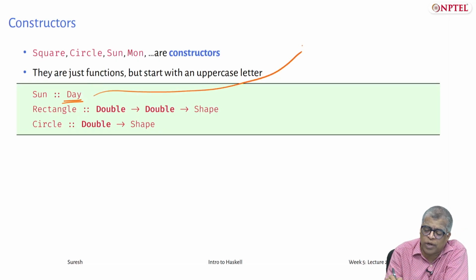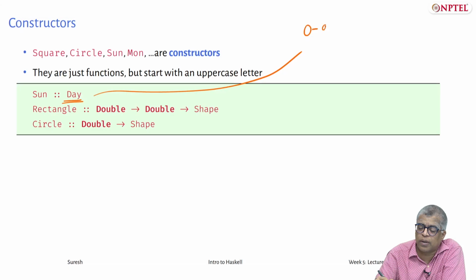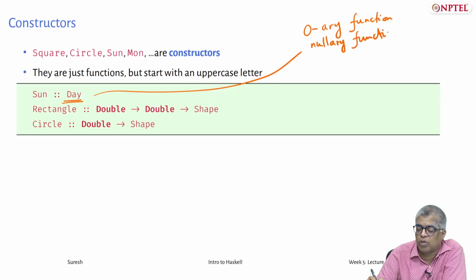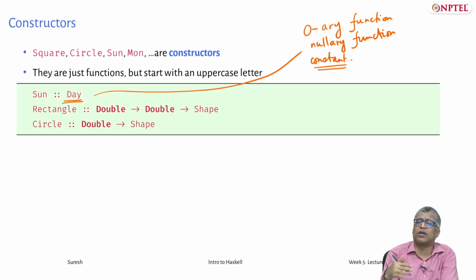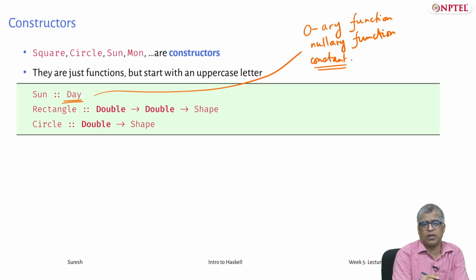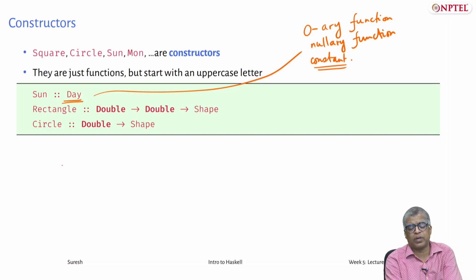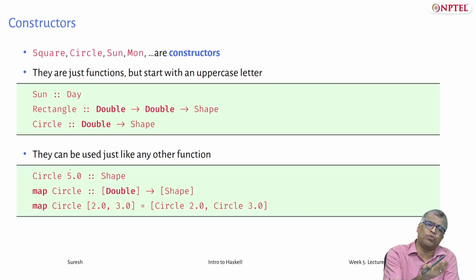In mathematics, you might call it a zero-arity function or a nullary function, or in other words a constant, right? Because it doesn't even expect any argument, it provides a value, namely Sunday. So Sunday is of type Day, Rectangle is of type Double -> Shape, Circle is of type Double -> Shape, okay? And since these are just functions, I can use them just like I would use any other function.